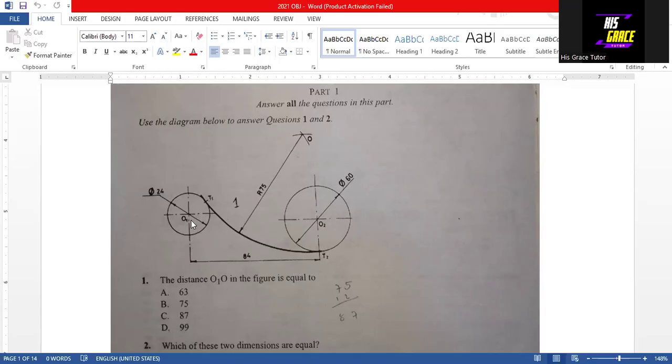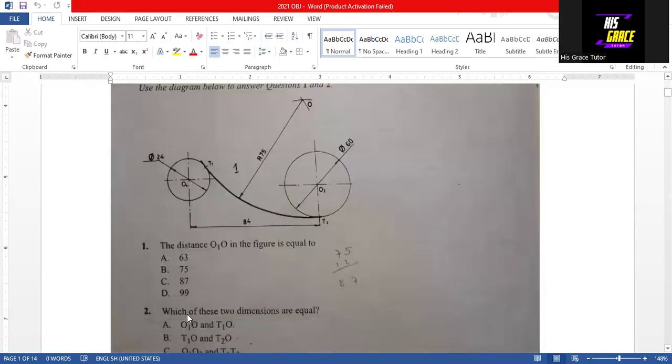The radius of this circle will be 12 millimeters if the diameter is 24, plus 75 millimeters, the radius of this arc. So that gives us 87. So the answer is option C to question 1.